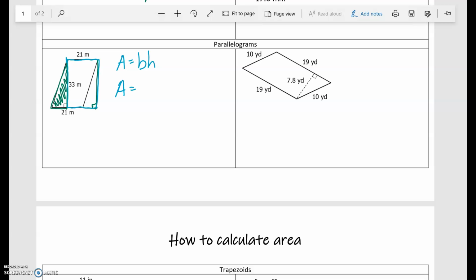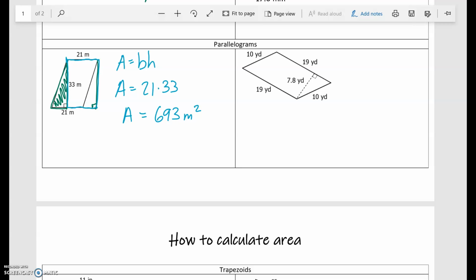So our area is just going to end up being 21 times 33. Overall area is 693 meters squared. Okay, so let's look at this other parallelogram.